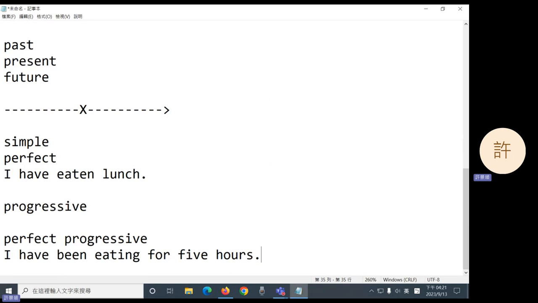For example, I've been eating for 5 hours. I really can't eat anymore. 真的吃不下了。Because I spent so much time eating. Or maybe I've been eating for 5 hours. I really need to take a break. 真的应该休息一下了。Right? It's emphasizing the complete time that I have spent doing this.